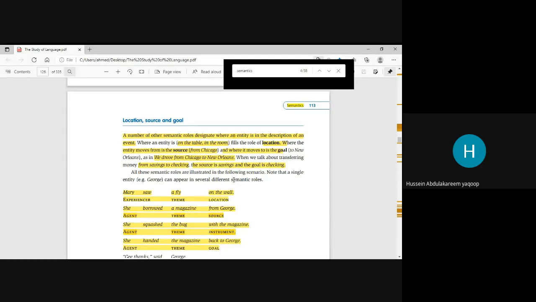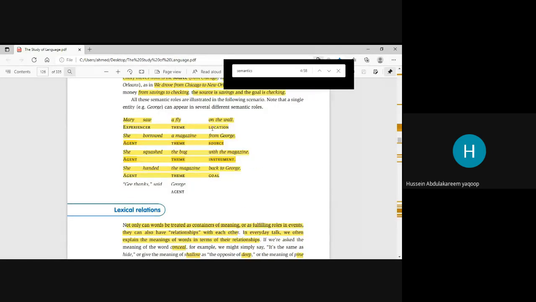Another example: we may say that Ahmed moved from Basra to Hilla. Ahmed is the agent, of course, who moved from Basra, which is the place from which he departed, right? And the destination, the goal area, is Babel or Hilla. So here we talk about the source, which is Basra, and the goal to reach, which is Babel or Hilla.